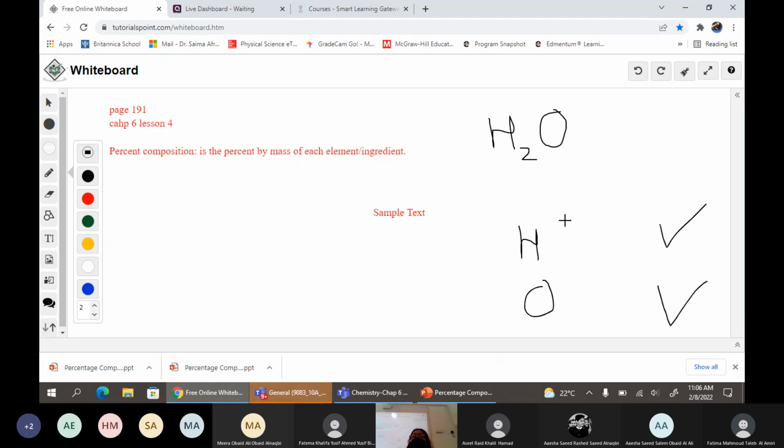The sum of the two percentages must be, as I told you, the total is always 100. So when you calculate it, to cross-check your answer, you can see that the sum of the two percentages is always 100. First of all, what is the formula?